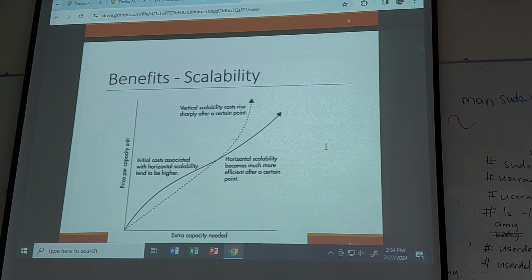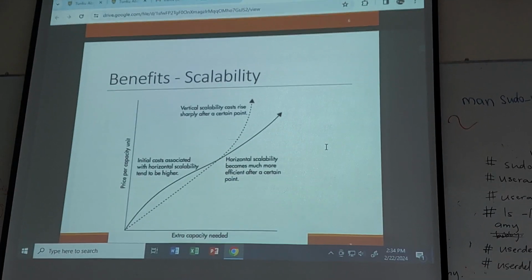How about horizontal scalability? It means I don't improve my computer. My computer is an old computer, it doesn't matter. And when I scale, I add more computers. Okay, so this is horizontal. So vertical means you improve the computer, and horizontal means you don't improve the computer, but you add more computers. Okay, so you have two ways to scale.